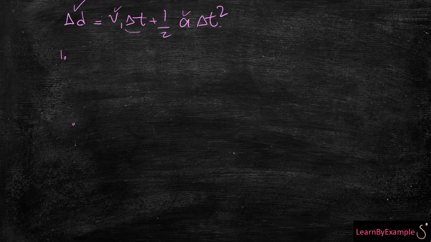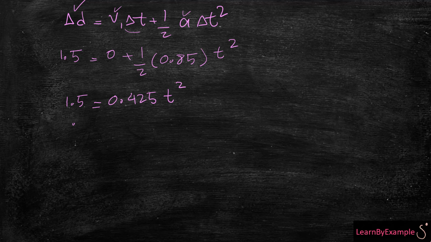So delta D would be 1.5 meters, remember, because Jerry was in the middle of the room. And then the initial velocity was 0 plus half of Jerry's acceleration, which was 0.85 meters per second squared. And then I have my t squared. Now to simplify this, I will have 1.5 equals 0.85 divided by 2. 0.85 divided by 2 is 0.425 t squared. Now, in order to find t squared, I'm going to have to divide both sides by 0.425 to get rid of the coefficient.